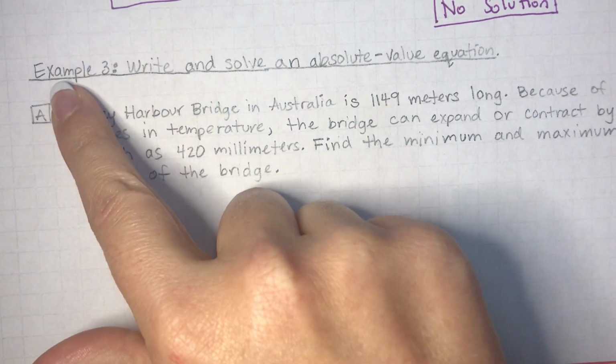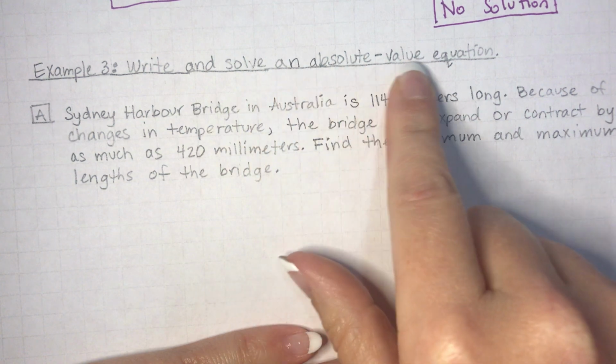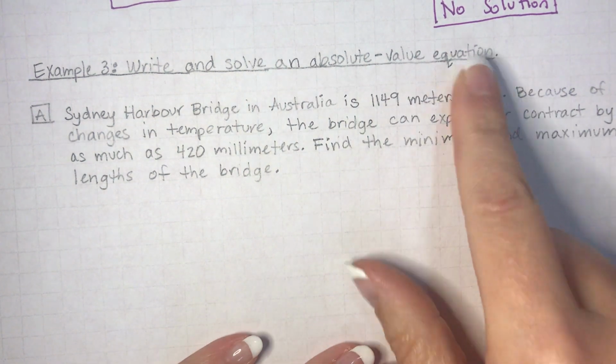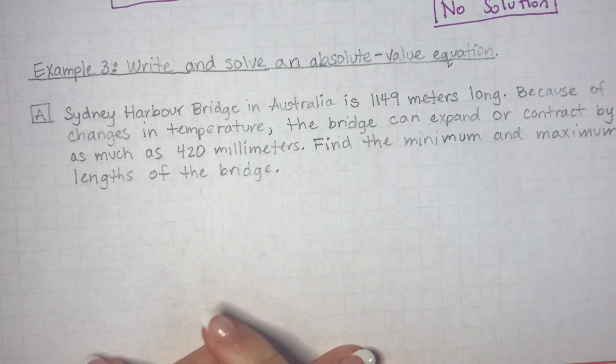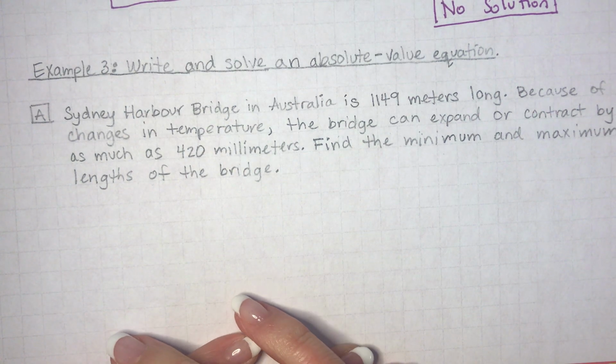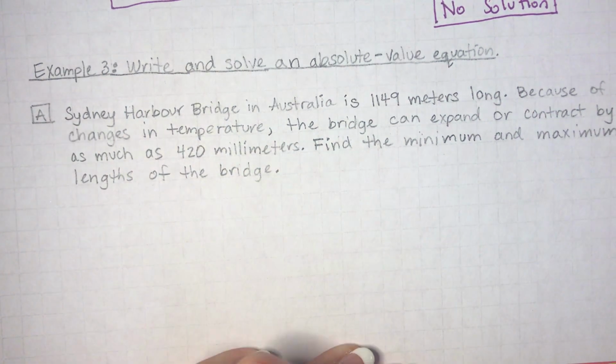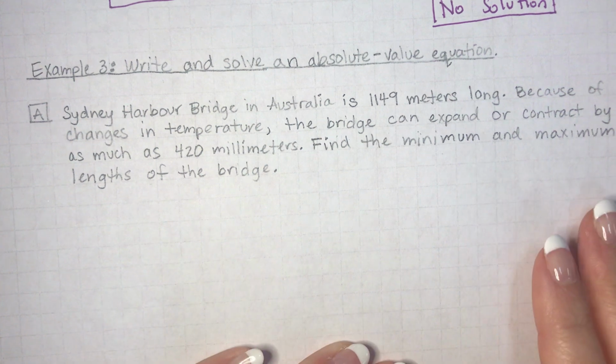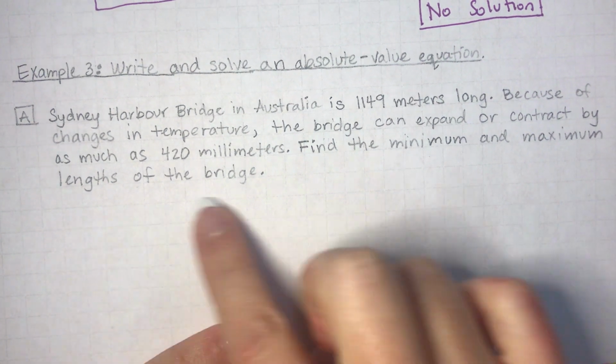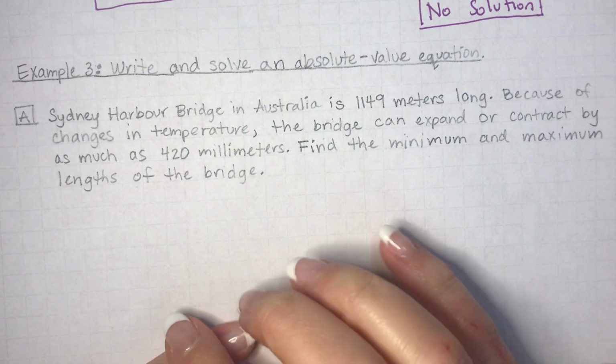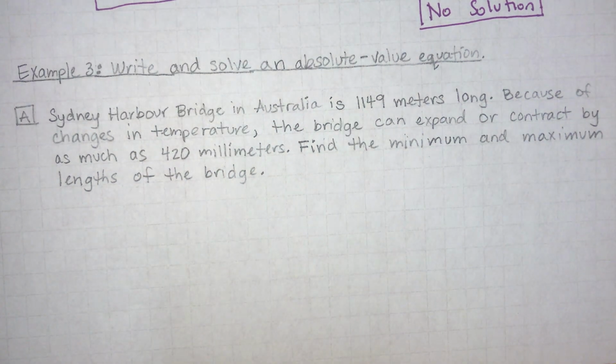And I think I forgot to read this. Example 3 is about writing and solving an absolute value equation. So these are absolute value equation story problems. What we're going to do is learn some different techniques on how to take this information and then write an absolute value equation that goes along with this problem. All right, so let's look at all the important information.